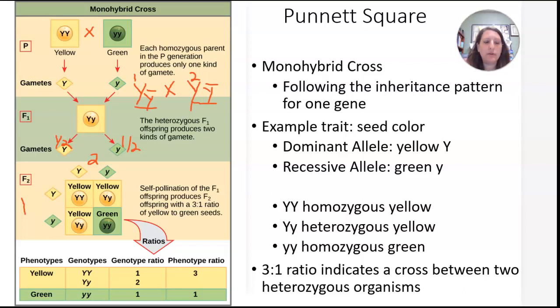And then for parent number 2, same thing, half of the gametes are capital Y and half are lowercase y. And so we use the Punnett square to demonstrate potential offspring. Okay, and so let's do it.